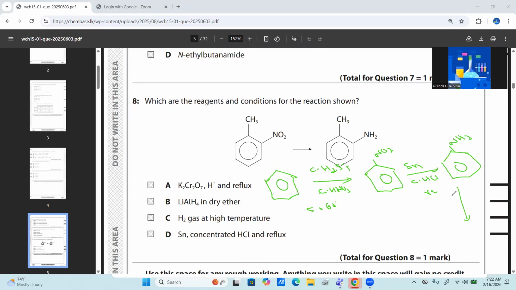For this, if you add NaNO2 HCl, and if the temperature is between 0 to 5, you get the diazonium salt. So these are the main steps you should know when answering these types of questions, because this part is the same in both. Only difference is the change in the NO2 group to NH2. So this part you have to know. Sometimes they are given here to here, here to here, right? So you should know the reagents and the conditions.